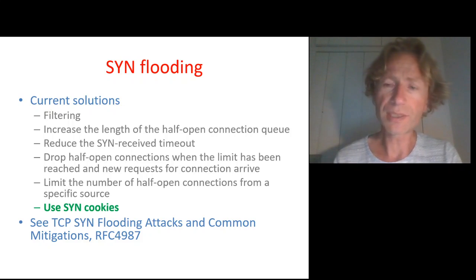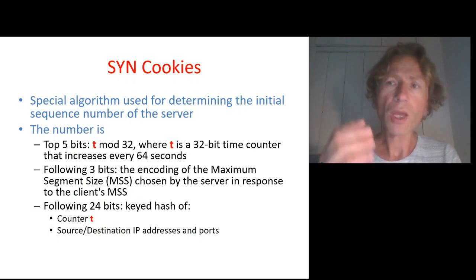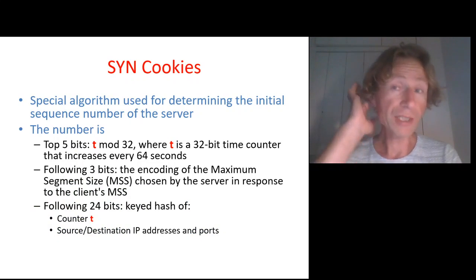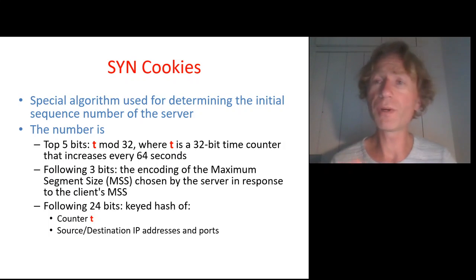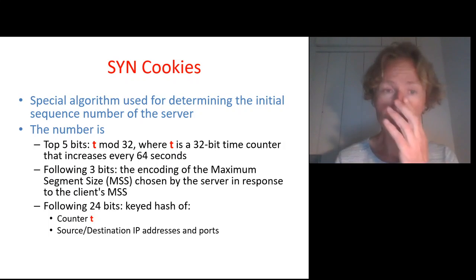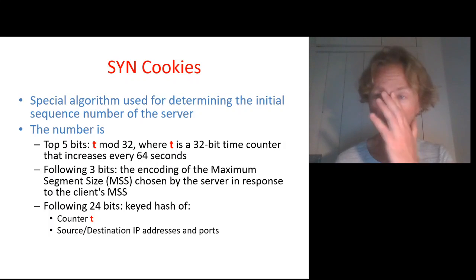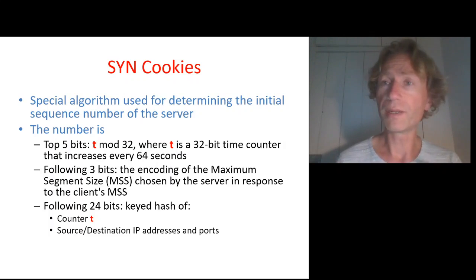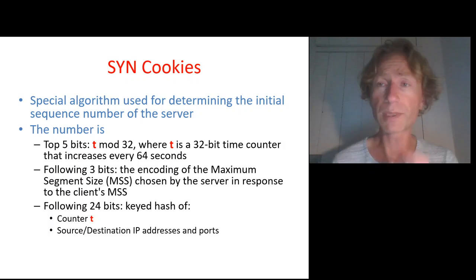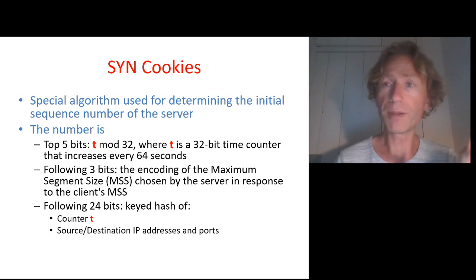Okay, let me tell you about TCP SYN cookies. TCP SYN cookies go back to our initial sequence number generation. So the initial sequence number is now generated in a very special algorithmic fashion. The TCP initial sequence number with SYN cookies consists of multiple parts. It's essentially 3 parts: the first 5 bits, the next 3 bits, and the remaining 24 bits. So it's a 32-bit number, and the first 5 bits are special, the next 3 bits are special, and the 24 bits are special. The first 5 bits we use to have a counter.